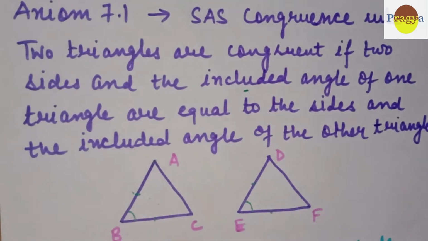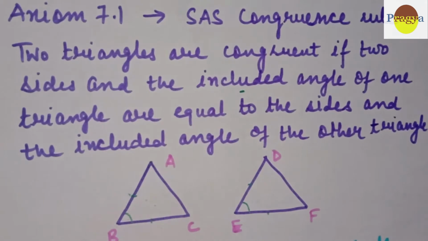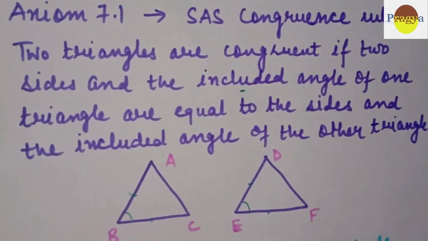Two triangles are congruent if two sides and the included angle of one triangle are equal to the two sides and the included angle of the other triangle. You have to learn this statement as well. So students, this is our axiom and we do not have any proof for it. So now we will switch to our first theorem, theorem 7.1.